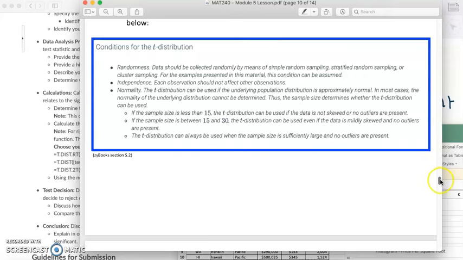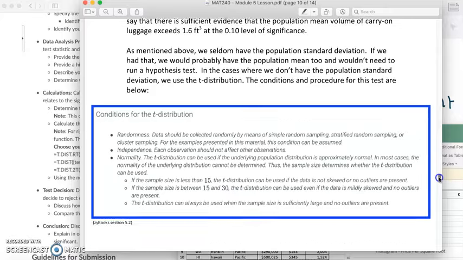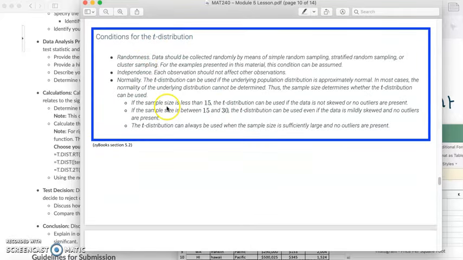So here in that lesson and also in Zybooks section 5.2, as you can see, we have the conditions for the t-test. I'm not going to go into too much detail. We have randomness, independence, and normality. Randomness is basically that you have a random sample. We already said that we assumed it's a random sample. Independence, you need to talk about if each observation should not affect other observations. So would the price per square foot of one home necessarily affect the price per square foot of another home?